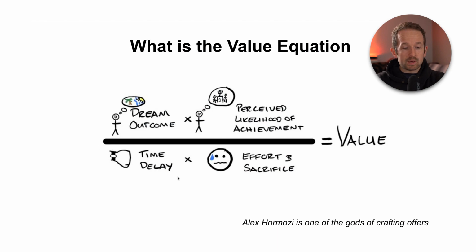Then underneath, we need to divide that by the time delay and the effort and sacrifice. The time delay is going to be how long is it going to be before they get that result. Now, if we look at this in the context of weight loss, for example, people generally don't want to be around for 90 days trying to lose weight. They want to see results fast. So the whole purpose of your product or service is that you have to deliver the results really quickly.